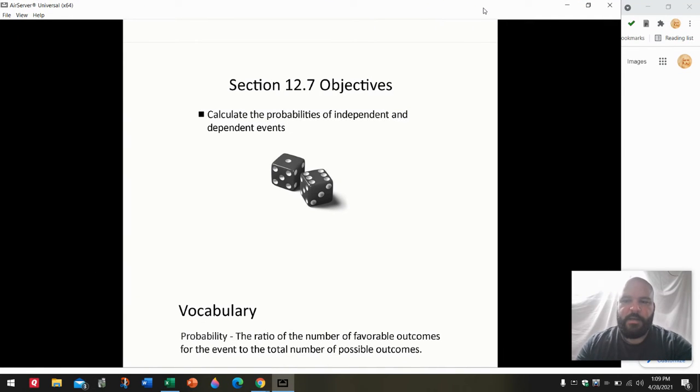Okay, hello everybody. So today we're going to begin our discussion in Chapter 12, Section 7. And that chapter and section deals with probabilities of independent and dependent events. And so you may or may not have already discussed probability in another math class, but what we're going to talk about isn't too difficult and it's pretty straightforward.